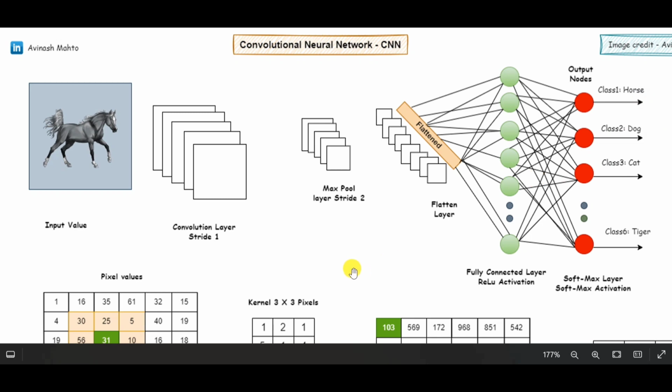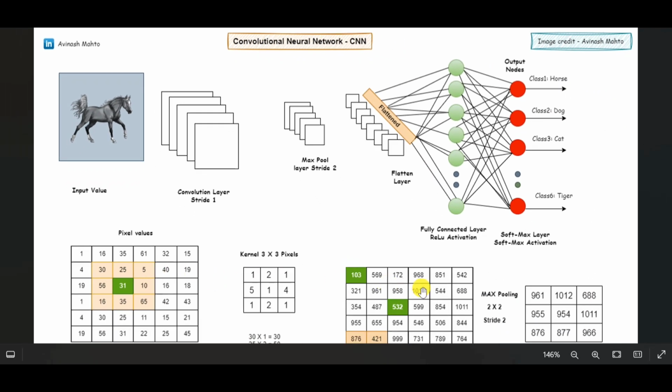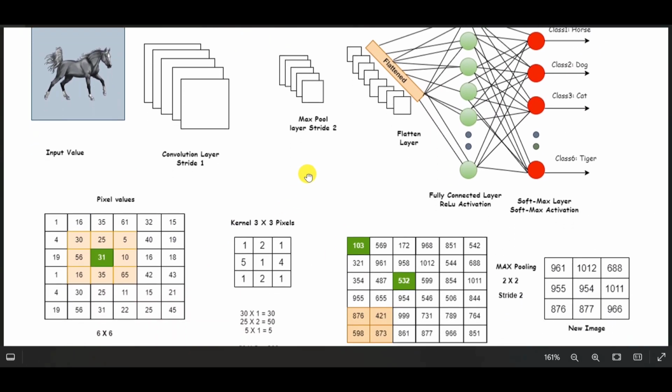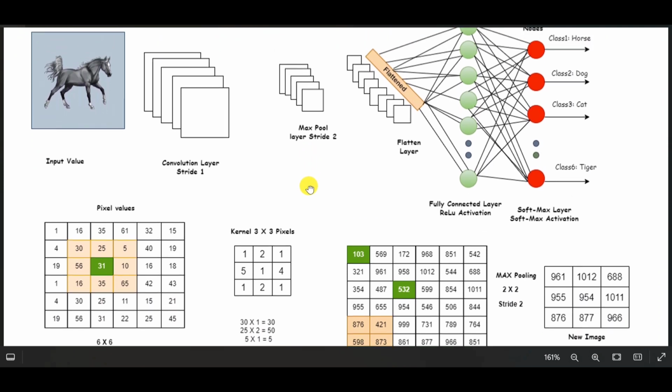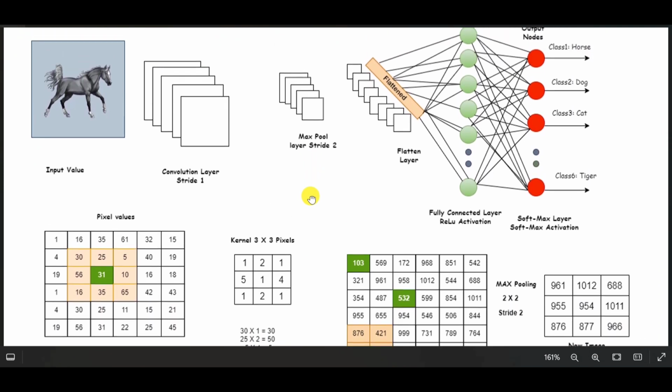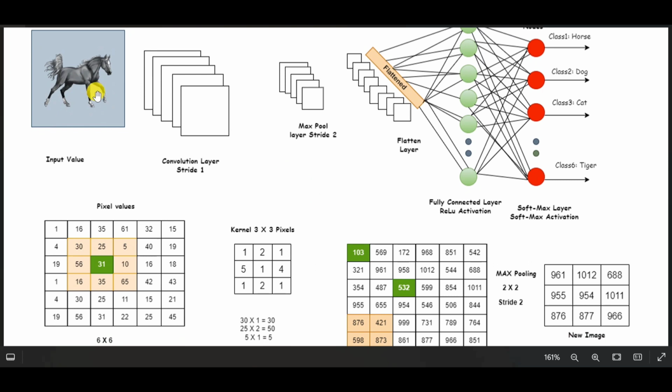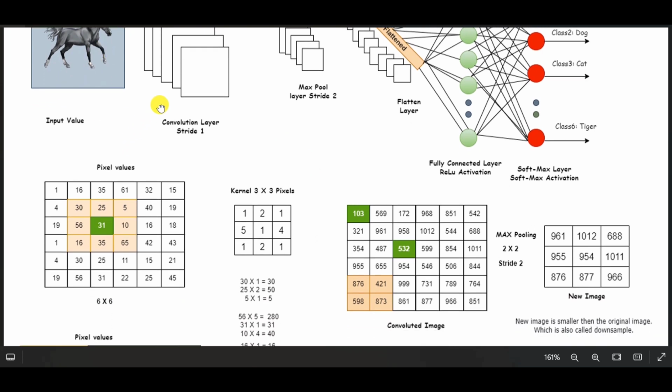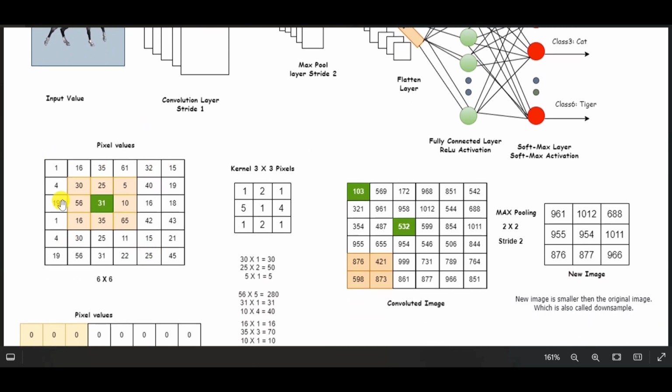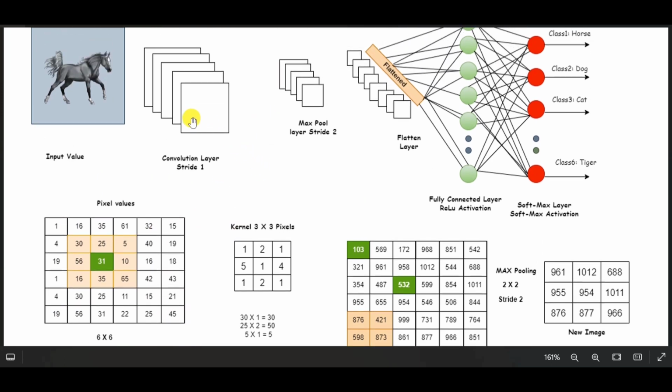Now we are going to understand each process one by one. Let me break each procedure into smaller chunks, and that will be much easier for you to understand. So we have this horse image. It is a 6 by 6 image which has these pixel values. Now in the next step, since we need to convert it into the convoluted image, we apply the Conv2D layer here.